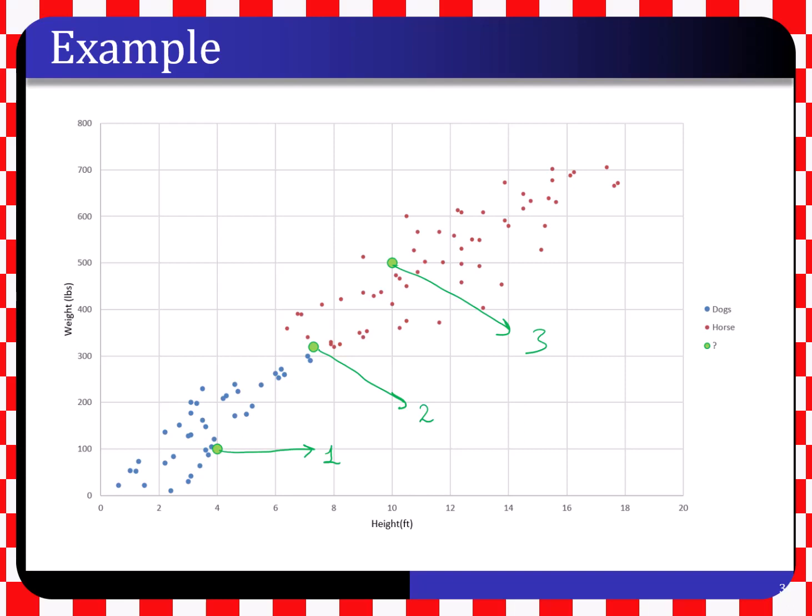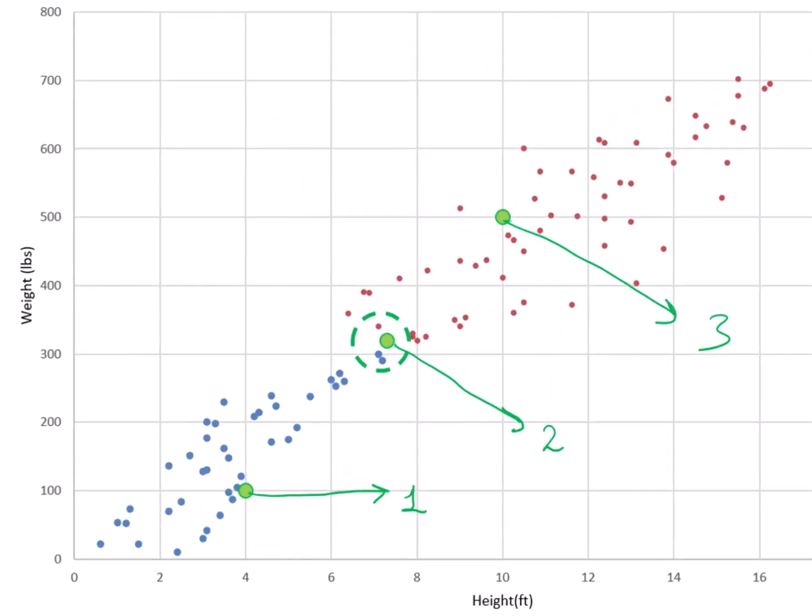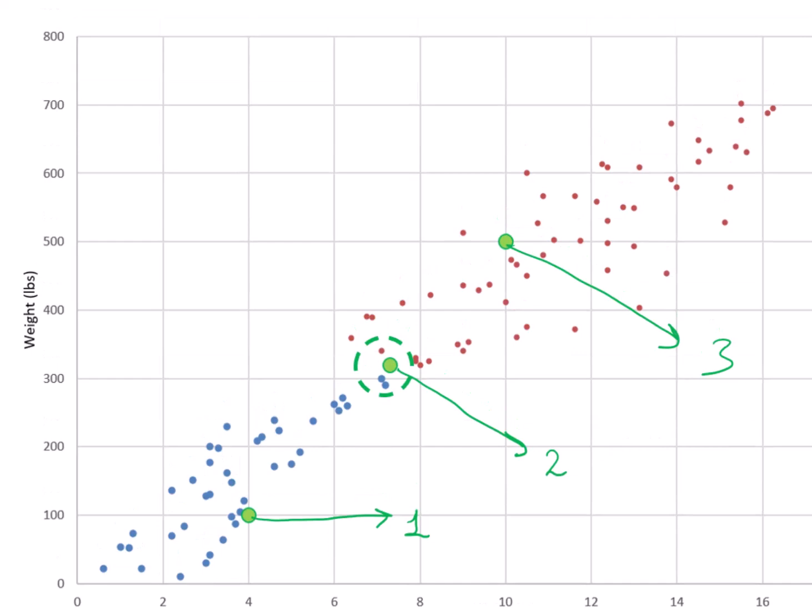In this case, I am going to find 3 nearest neighbors based on their distance. And by looking at the chart, I see that 2 out of these 3 belong to the blue group, which are dogs, and I decide that point 2 belongs to the blue group, which is dogs. So point 2 is a dog. If I increase k from 3 to 7, for example, now out of 7 I have 5 red points, so we decide that point 2 belongs to the red group, which is horses. So point 2 is a horse.